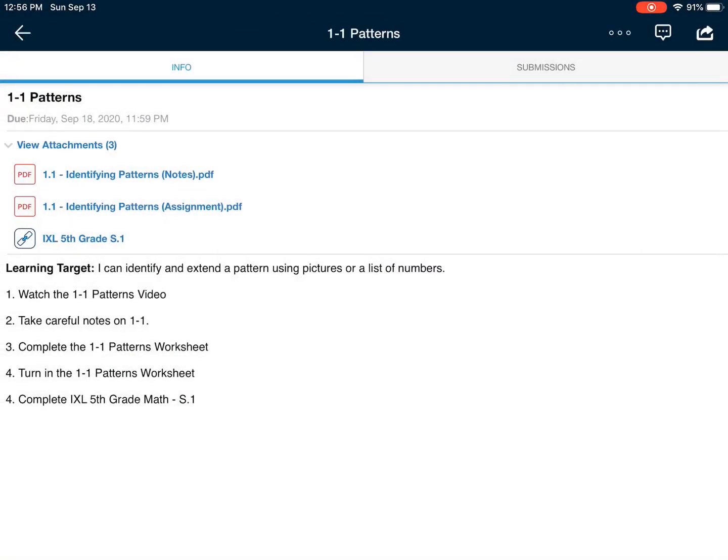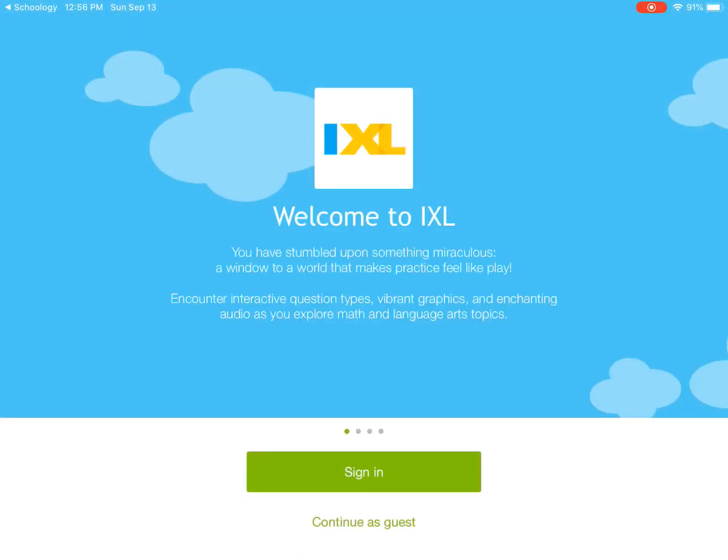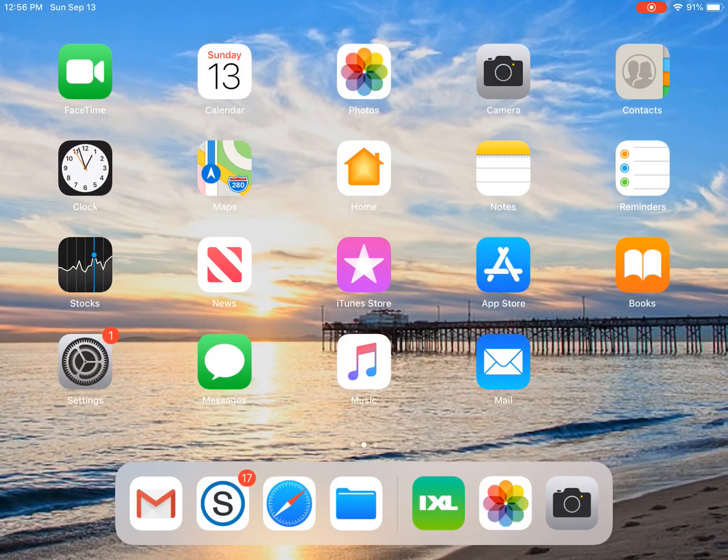Alright, now the next thing it tells us to do is to complete IXL 5th grade math S.1. To do that, you can go right to IXL and do 5th grade S.1, or you could just click this link right here. And it will take you right into IXL, and I'm not signed in yet, but you will sign in. If you don't know your username and password, let me know, and I will send that to you and complete that. Your goal is to get it to 70%.